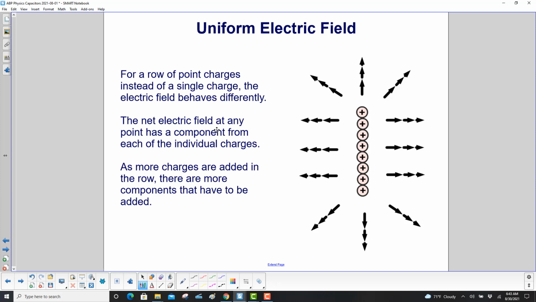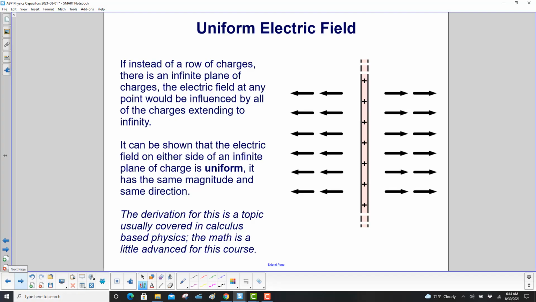For a row of point charges instead of a single charge, the electric field behaves differently. The net electric field at any point, so let's take this point here, has a component from each of the individual charges. So for example, this one's electric field is contributing that. This one has an electric field in that direction. And let's jump up here. This has an electric field in that direction. So you have to add all those together. As more charges are added in the row, there are more components that have to be added.